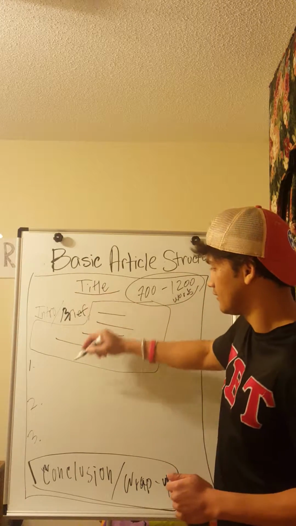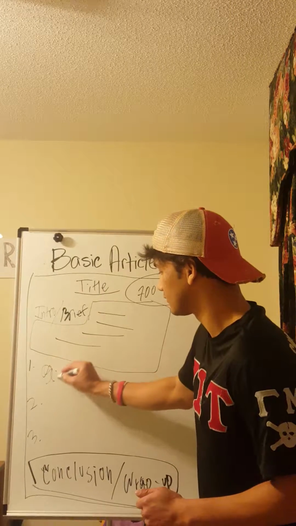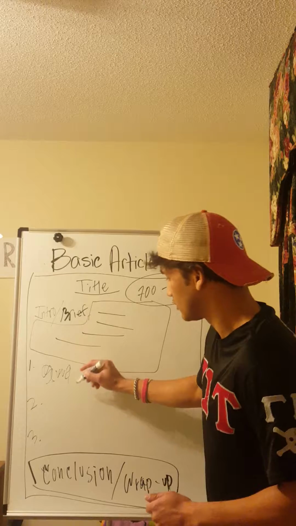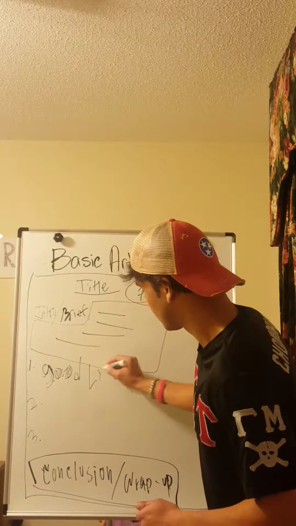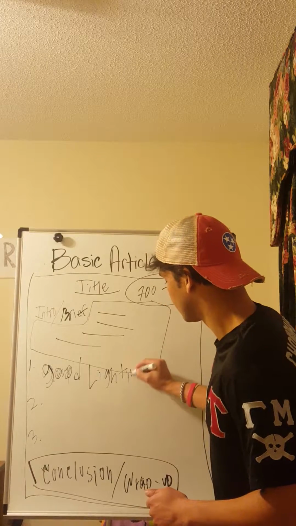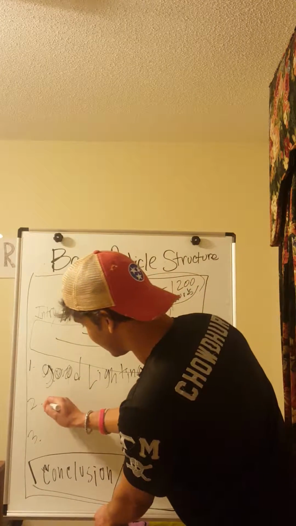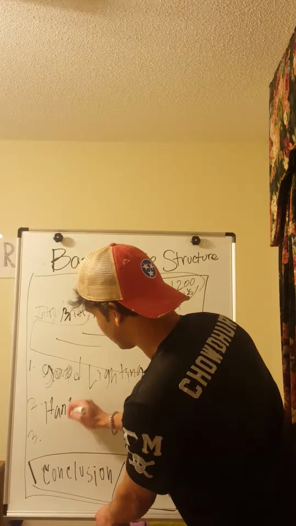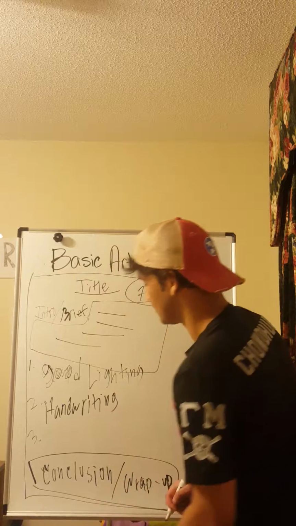Tip number 1, lighting. Good lighting. Oh, it's bad. Good lighting. Tip number 2, I need to know this tip. Good handwriting. It's really hard to write on these boards. My handwriting is not this bad usually.